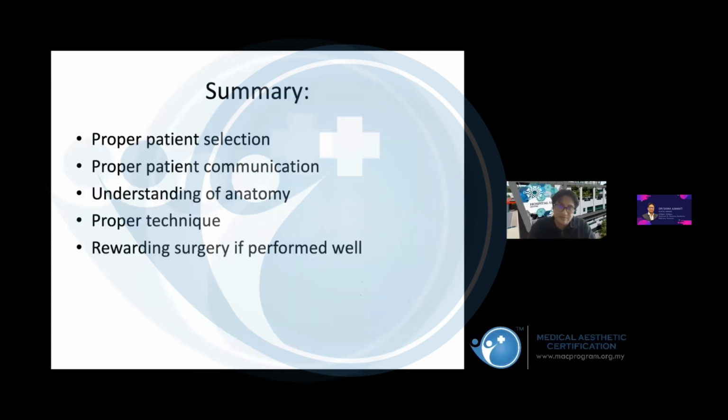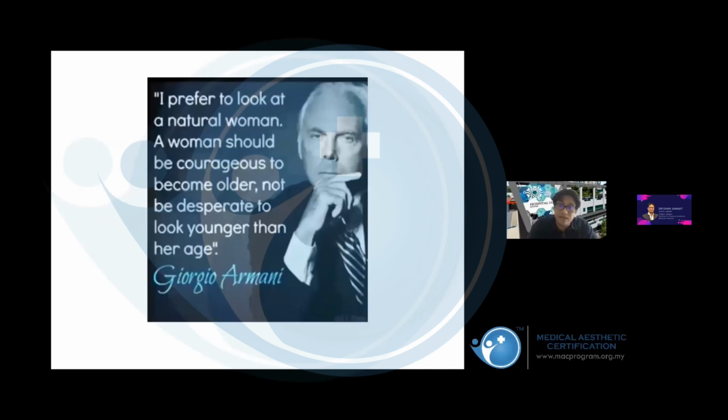Anyway, summary. I think for all aesthetic work, patient selection is important. Communicate with the patient. Gain the trust of the patient. Please understand anatomy if you're doing any procedures, because understanding anatomy is, I think, of utmost importance before you do any procedure. This is to reduce the risk and complications further on. Proper technique, get proper training. This is not something for you to play around with. Let's just start and do. No, please get proper training first before you do it. And if it's performed well, it can be very rewarding. Anyway, thank you very much.